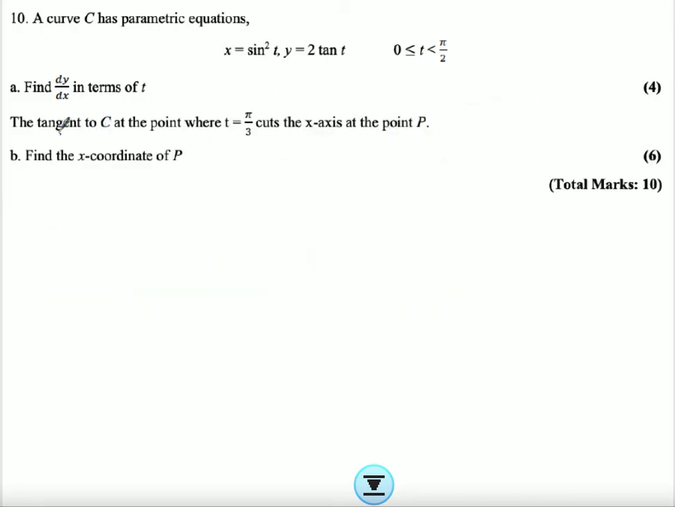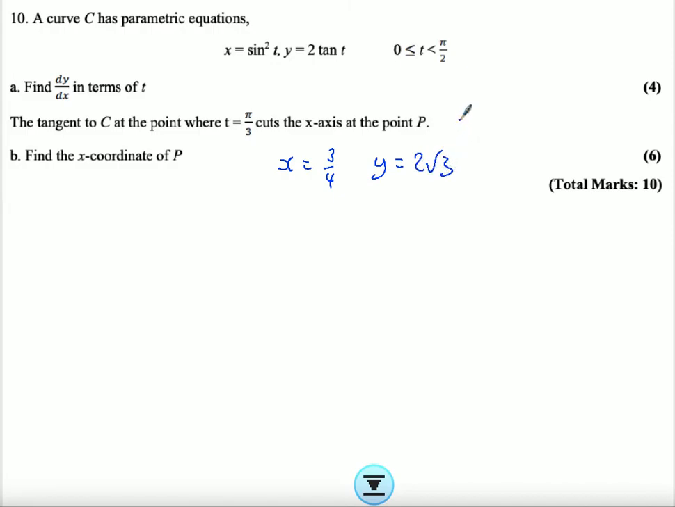Okay, the tangent where t is pi over 3 cuts the x-axis at point P. Lots of information in this. Okay, so firstly, when t is pi over 3, x equals sine pi over 3 squared. So that's root 3 over 2 squared, which is 3/4. And y, tan pi over 3 doubled. Tan pi over 3 is root 3, so 2 root 3.